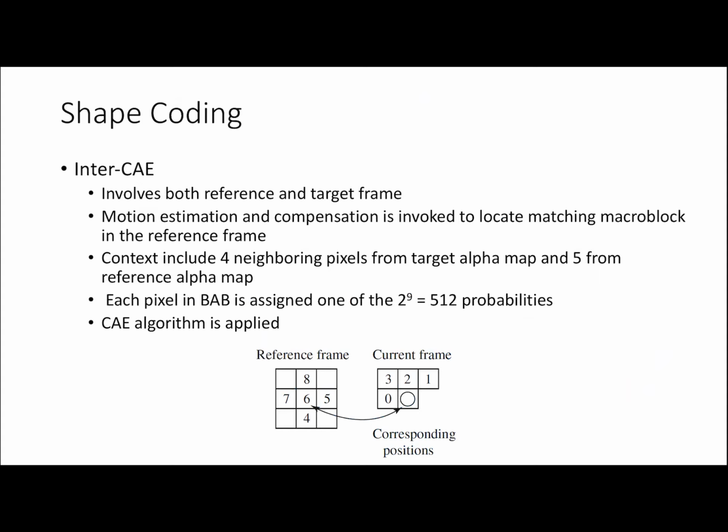The inter CAE is a natural extension of intra CAE. It involves both the target and the reference alpha maps. For each boundary macro block in the target frame, a process of motion estimation and compensation is invoked to locate the matching macro block in the reference frame. Once we have established this, we have the corresponding position for each pixel in the boundary BAB.